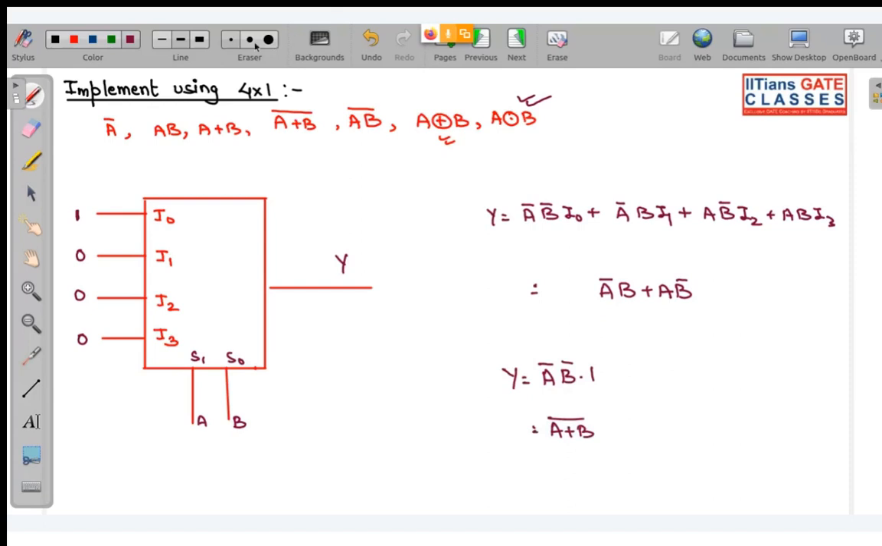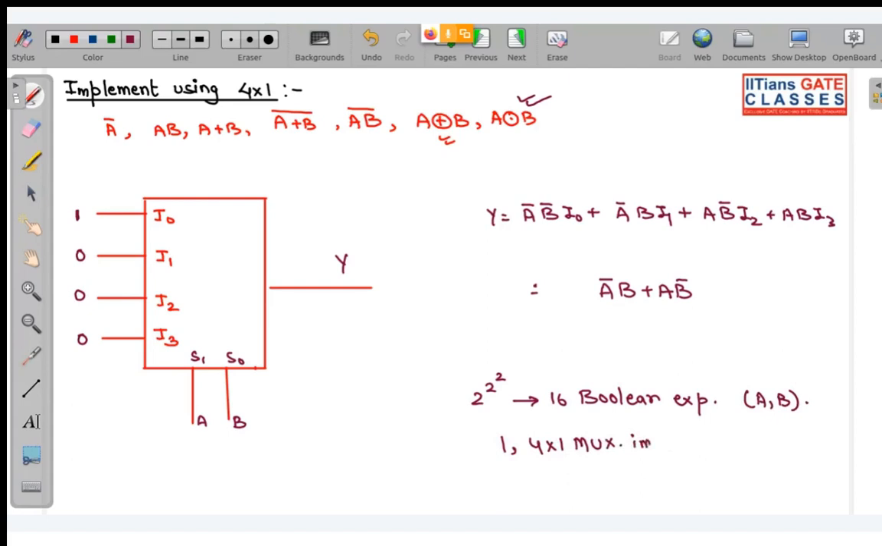So what are we noting over here? That any two variable Boolean expression, that means out of these 16 Boolean expressions that we can construct using two variables A and B, a single 4 cross 1 mux can implement it. A single 4 cross 1 mux can implement it. Is this clear? Tell me if this is clear or not.